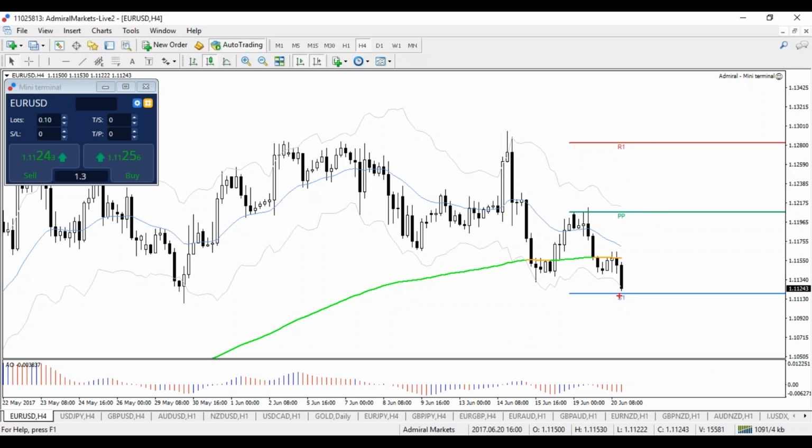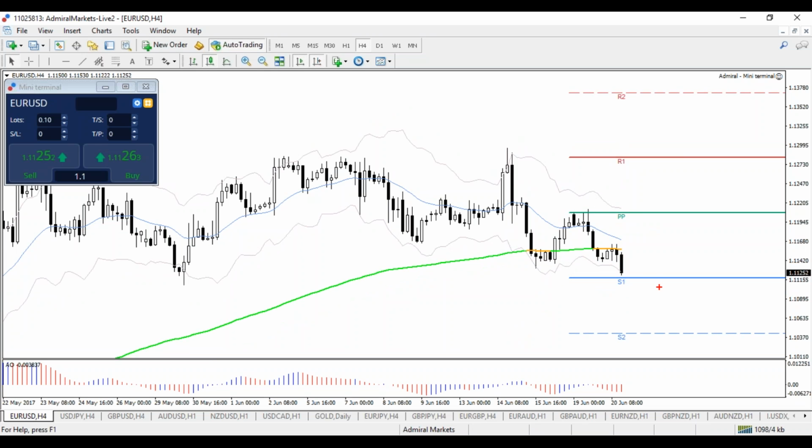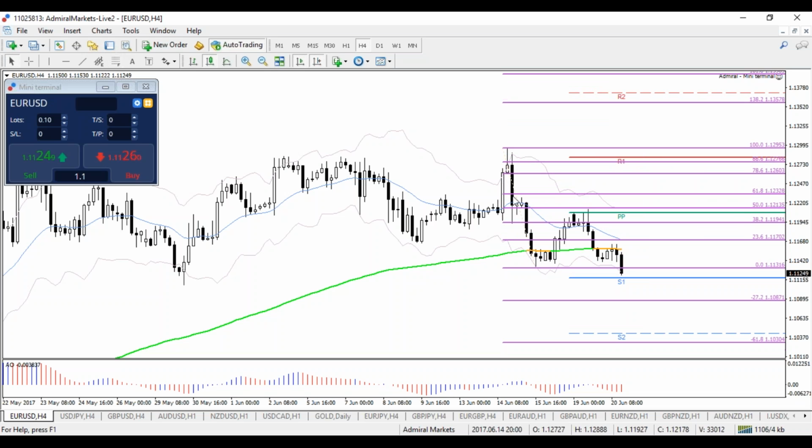And now price is approaching the S1. We already broke through this trend line. So I think that later this week there's a good chance that price might fill this gap between the S1 and S2. If we put a fib from here to here, like this, I think that this is a pretty interesting zone to trade.